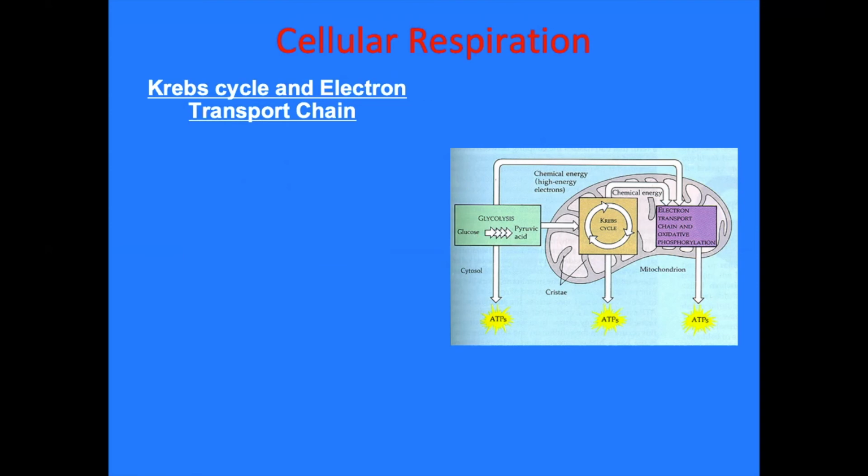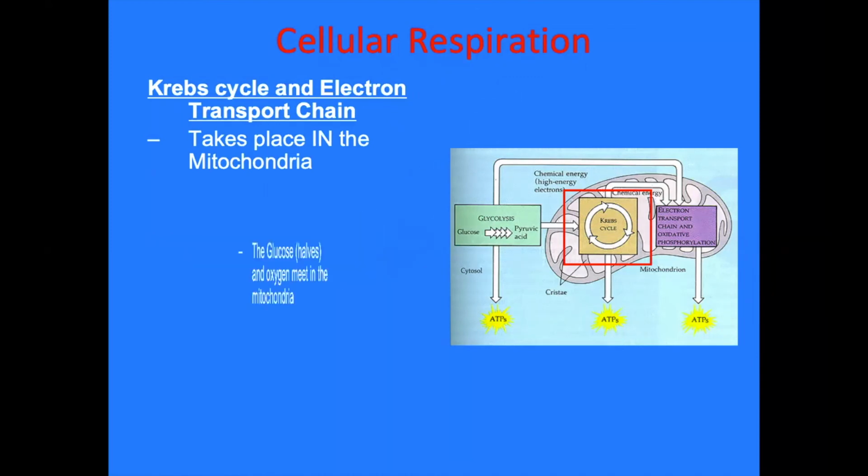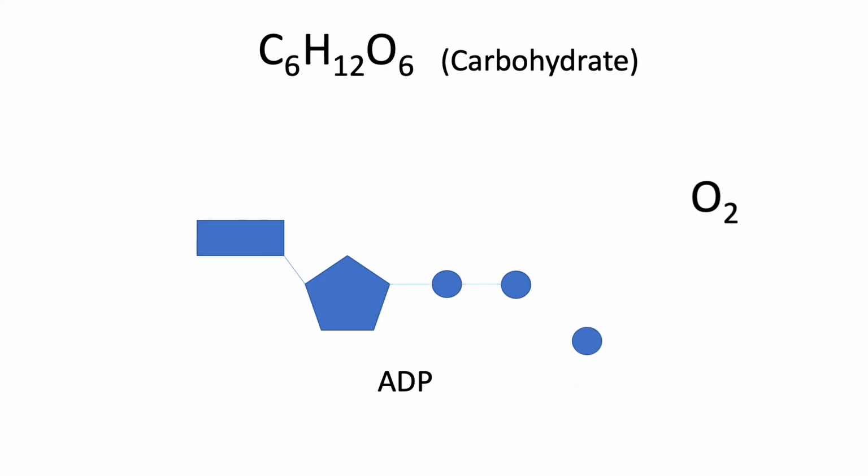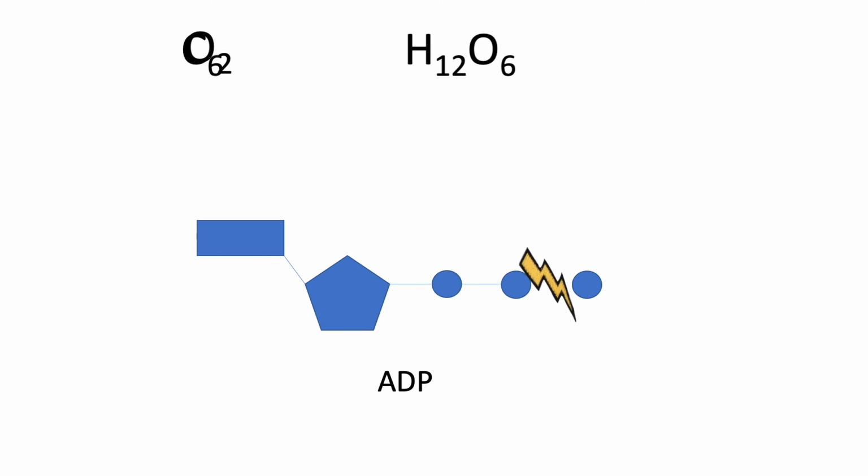I'm going to lump these two things together for ease. Now, if I were to actually separate them out and talk about all the individual steps involved in each one of these things, it could honestly take me a week and a half to teach you everything. We don't have time for that. The Krebs cycle and electron transport chain both take place in the mitochondria. This is where the glucose halves, that pyruvic acid, are going to go into the mitochondria, meet up with the oxygen that you've been breathing, and the enzymes are going to make sure that they react with each other and get broken down even more.